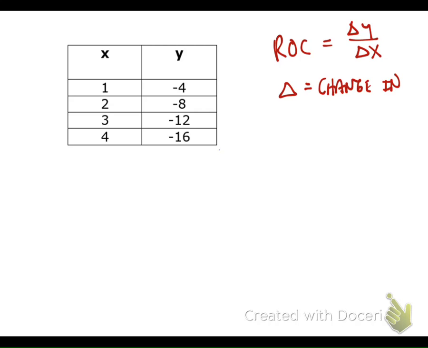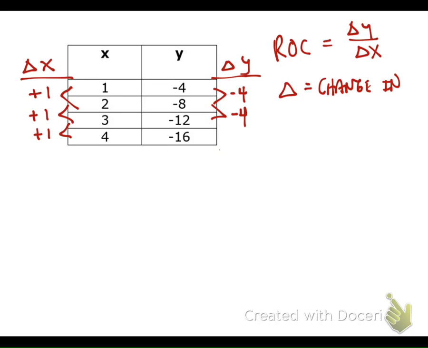Okay, so what we have to do is add some columns to the table that already exists. The reason I start with a table is because this is going to be the most common way that we find our rate of change, because on a table you can really see our delta x and our delta y, or our change in x and our change in y. So what was my change from 1 to 2? Well, I added 1. From 2 to 3, added 1. From 3 to 4, added 1. Now, over here, my delta y, I subtracted 4. 8 to negative 12, I subtracted 4. Negative 12 to negative 16, I subtracted 4.